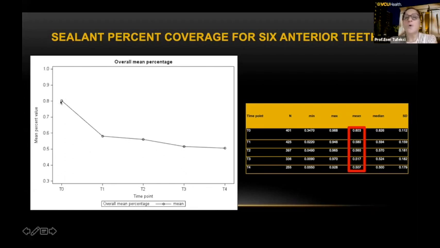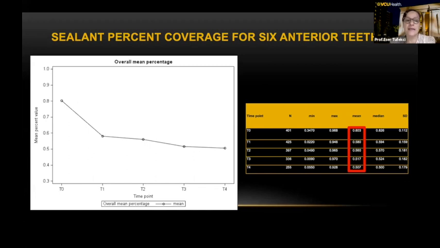At T0, which is the bonding appointment, the overall percentage surface coverage was only 80%. So this was the beginning. Even at the beginning, we didn't have 100%. So maybe applying this product is somewhat technique sensitive and it requires some extra attention.